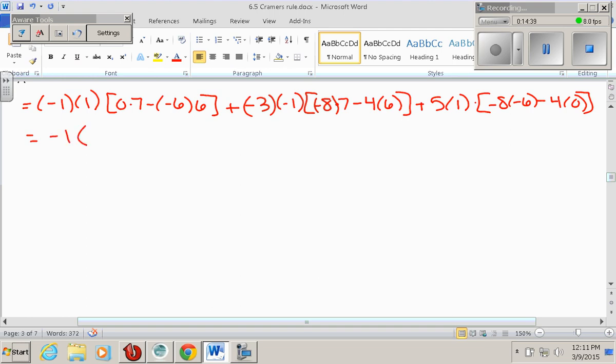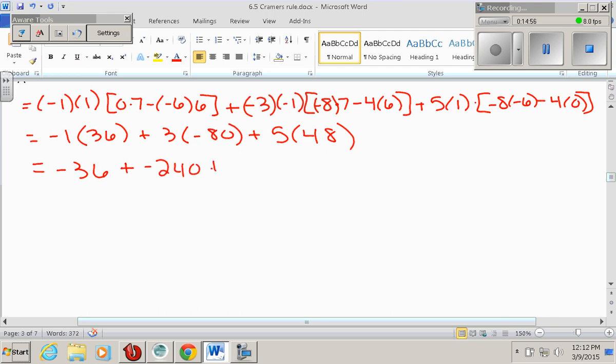So we get -1 times 36 plus 3 times -80 plus 5 times 48. I'm not going over that math with you. That should be in your head by now. So -36 plus a negative 240 plus a positive 240, which is going to give us a negative 36. So that is how we find the determinant expanding across the third row.